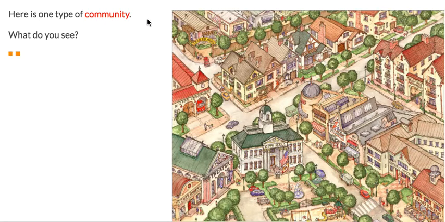Here is one type of community. What do you see? In this community, where do people live? Maybe you see houses or apartments, townhomes, condos, mobile homes.